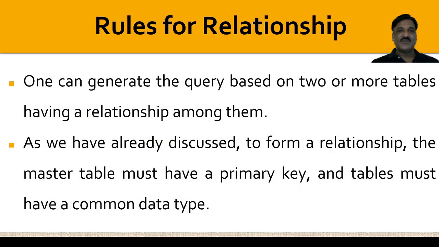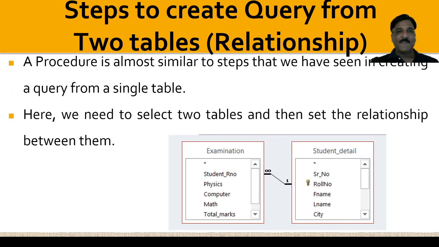Now we will discuss the rules for making the relationship. One can generate a query based on 2 or more tables having a relationship among them. As we have already discussed, to form a relationship, the master table must have a primary key, and the tables must have a certain common data type on which you are forming the relationship. The steps to create a query from two tables are almost the same as what we did using a single table, but here instead of a single table, you need to select the 2 tables and specify the relationship between them.